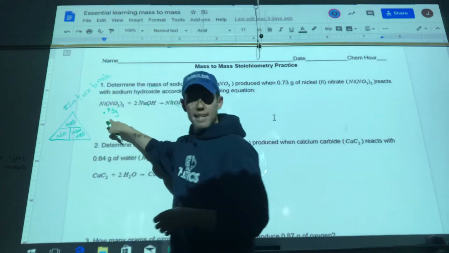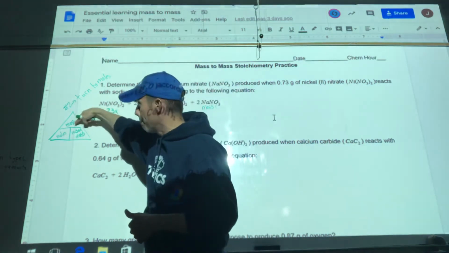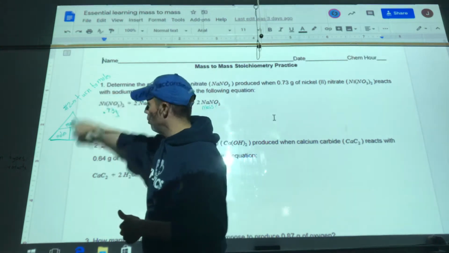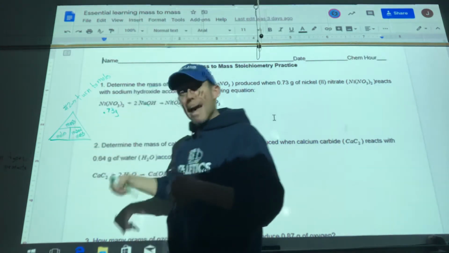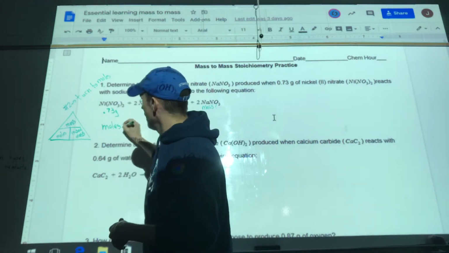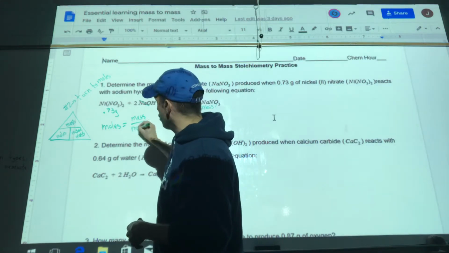Okay, so this is 0.73 grams. Grams is a unit of mass. So I have this, I need to turn it to moles, so I need to get there. Mathematically, to find my moles, I need to take my mass and divide it by my molar mass.